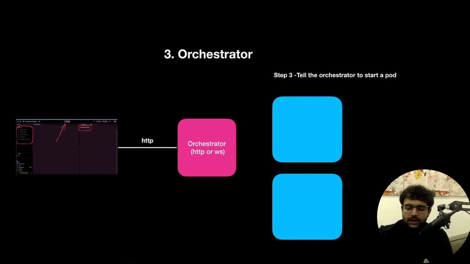And lastly, a service called an orchestrator. It can be an HTTP or a WebSocket service. We are going to stick to HTTP. It needs to support just a single endpoint, which gets hit when the user is on this loading screen. They hit the orchestrator and tell it, I am ready to go, please start a pod for me. And what does the orchestrator need to do? Hopefully it's self-explanatory.